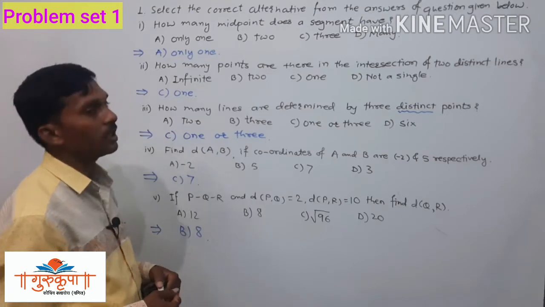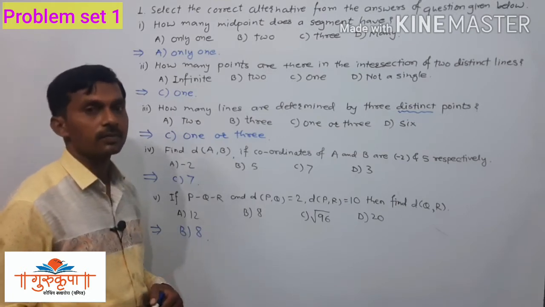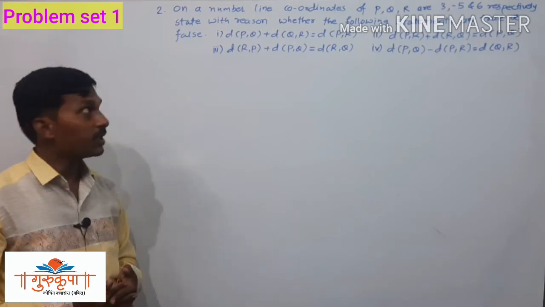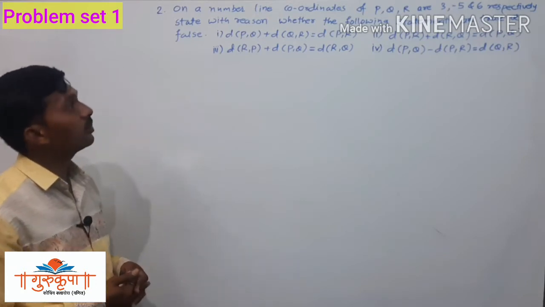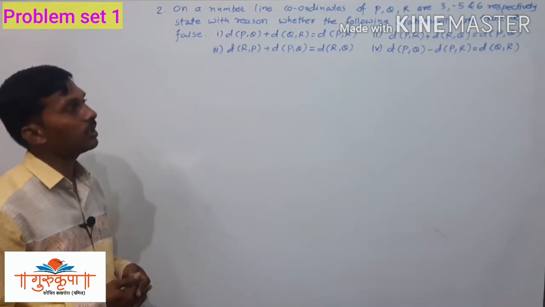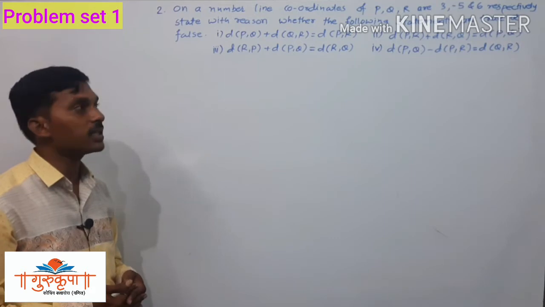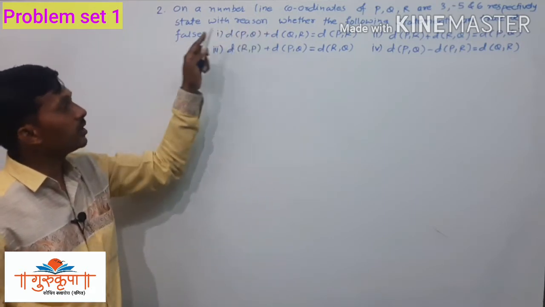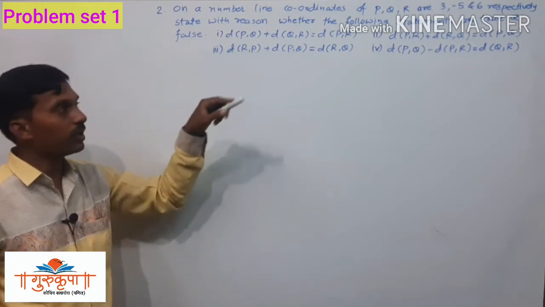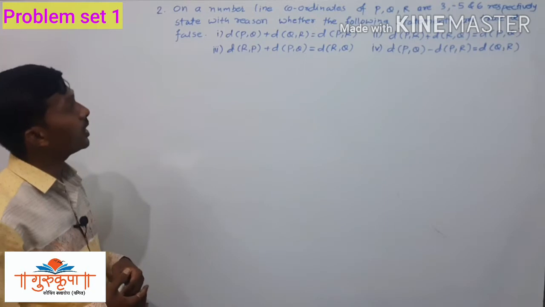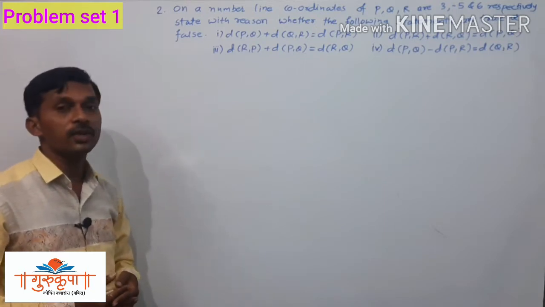Now we will study the second question. Second question from the problem set 1. The question is: on a number line, coordinates of P, Q, R are 3, minus 5 and 6 respectively. State with reason whether the following statements are true or false.